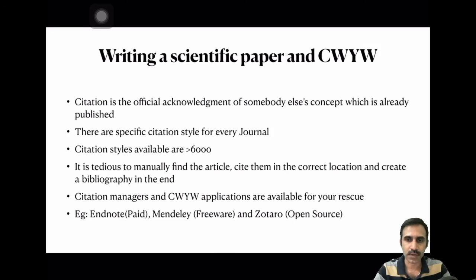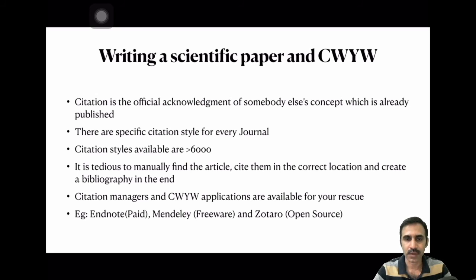Now we will be shortly touching upon the cite-while-you-write concept in scientific paper writing. Citation is the official acknowledgement of somebody else's concept which is already published. There are specific citation styles for each journal. Citation styles available are more than 6,000. It is tedious to manually find the articles, cite them in the correct location, and create a bibliography in the end. Citation managers and cite-while-you-write applications are available to our rescue, so we should know about them.